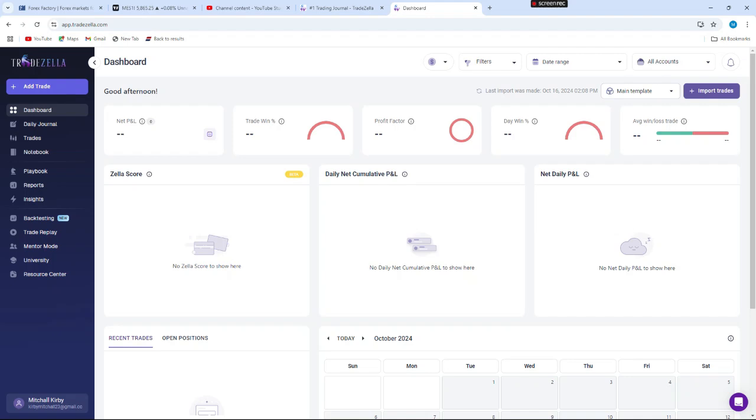Alright, so it's Wednesday the 16th of October 2024. Another journal. I'm going to start off on, I've just started TradeZella. So yeah, I haven't obviously put all of my details yet onto that, like obviously my trades.